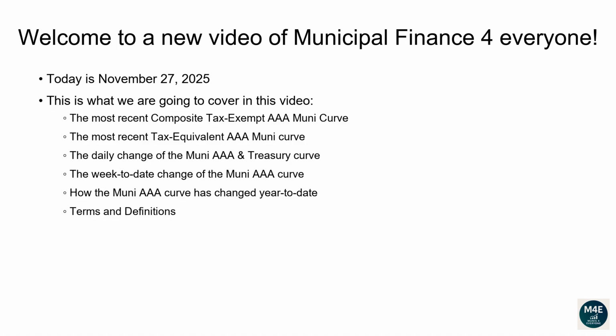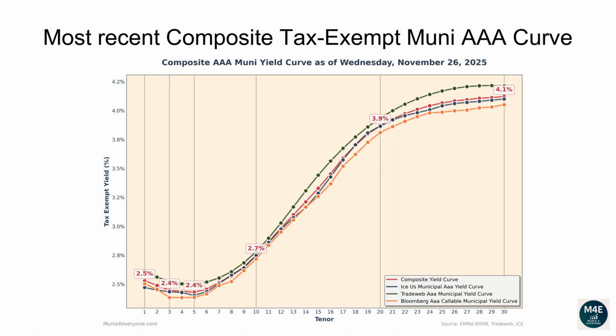Terms and definitions. Let's go over the most recent composite tax-exempt Muni AAA curve. The following composite tax-exempt yield curve is based off the most recent ICE, TradeWeb, Bloomberg yield curves that are available on the MSRB website, plus some proprietary extra adjustments, as of November 26, 2025.